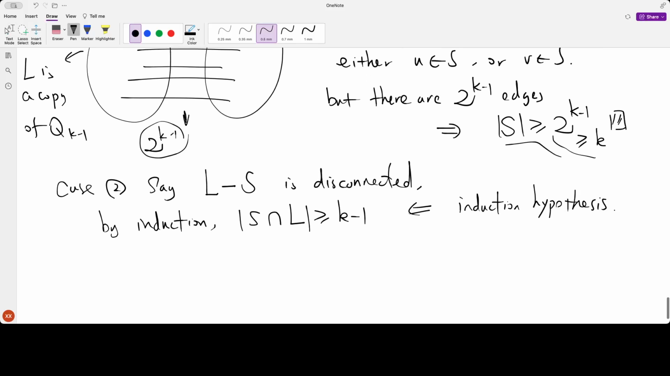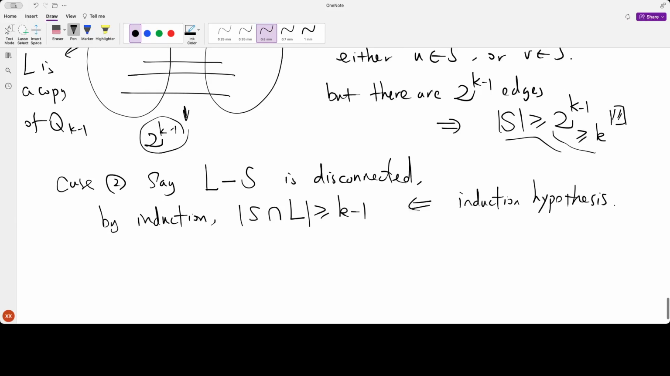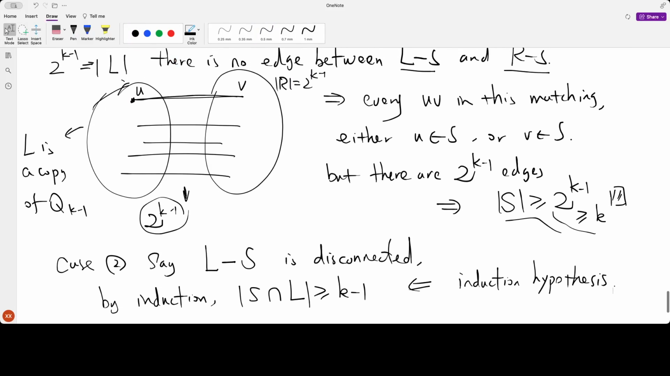But we need S to have size k. So we only need one more vertex. Where to find this vertex? In another part, in part R. So what I want to say is that in part R, there is at least one vertex of S. This is enough.